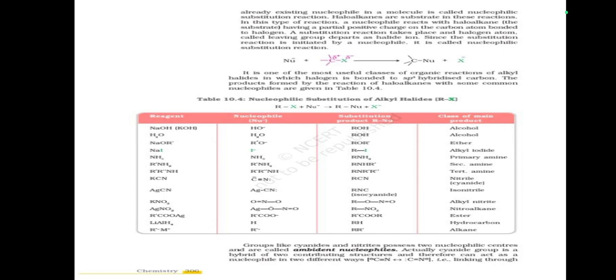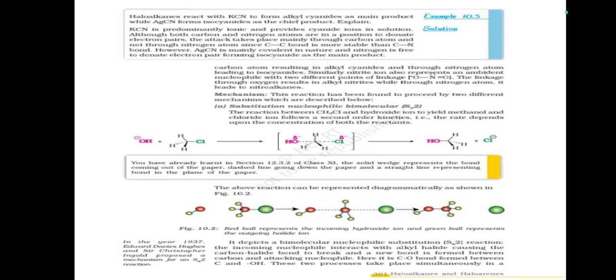Nucleophiles like cyanides and nitrites possess two nucleophilic centers and are called ambident nucleophiles. Actually, the cyanide group is a hybrid of two contributing structures and therefore can act as a nucleophile in two different ways. Linking through a carbon atom results in alkyl cyanides, and through a nitrogen atom leads to isocyanides.